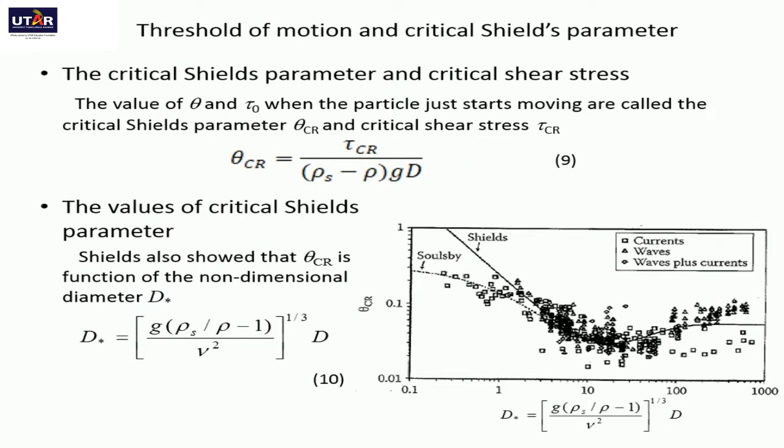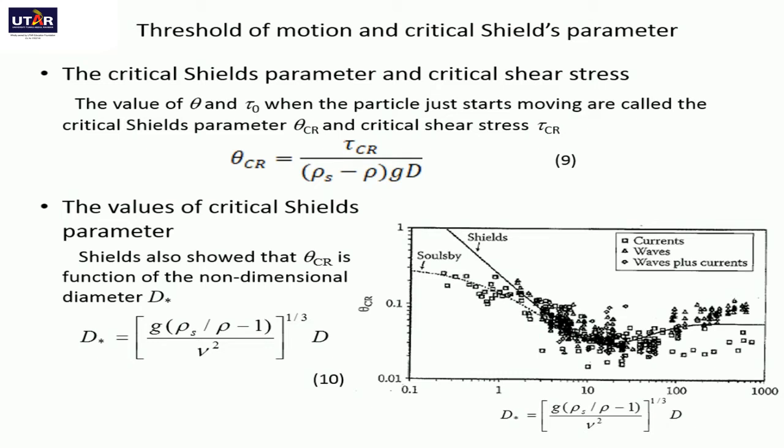The value of the Shields parameter at which the particle starts to move is called the critical Shields parameter, theta CR. The value of the corresponding tau 0 is called the critical shear stress, tau CR, of the particle of diameter d. The critical Shields parameter may be different from one particle to another and in one flow condition to another, but an average value for most sediment particles may be determined.